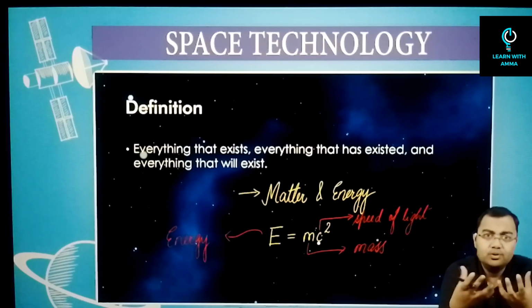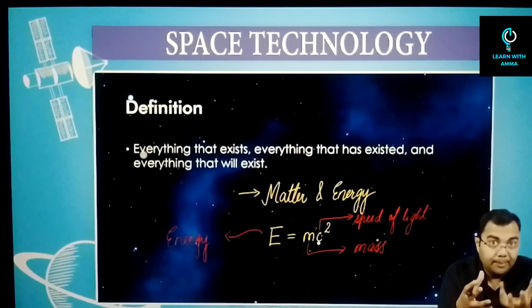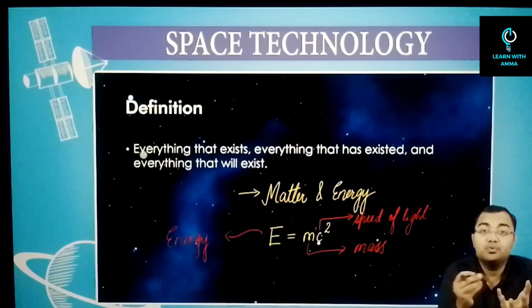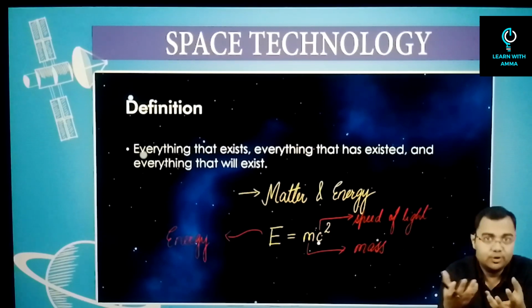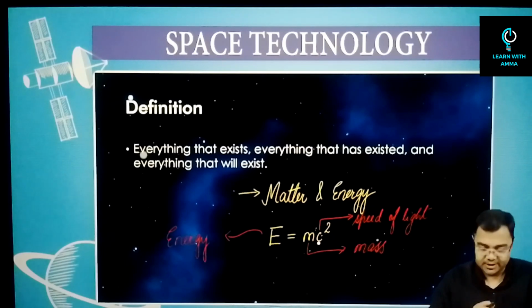Let's say you have coal, you burn the coal, you get energy out of it, coal gets burned. So what happened? The matter that was there in the coal has converted into energy while it was burning. So everything in the universe is either matter or energy.